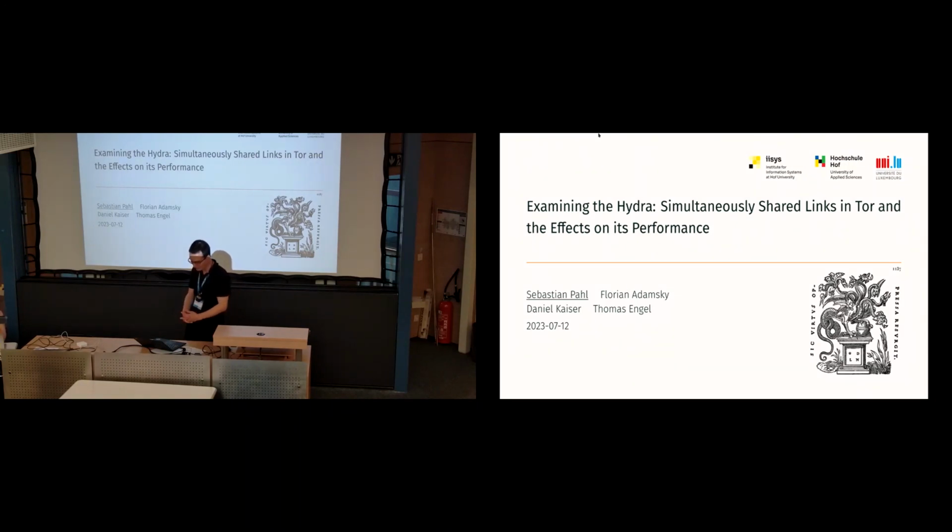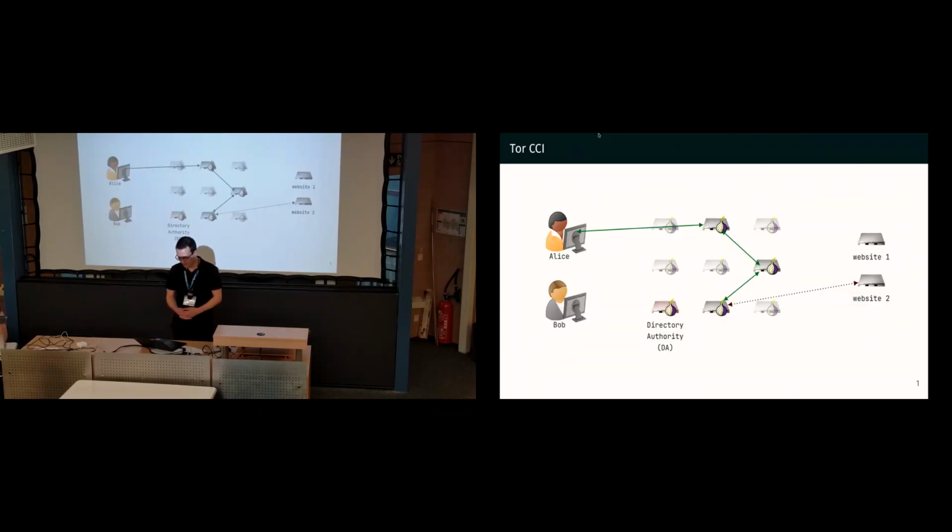I will present our work today examining the Hydra simultaneous shared links in Tor and the effect on its performance. First off, to the introduction. So Alice is connected to the Tor network over a circuit to a website, and Bob does the same thing, gets relays, builds a circuit also to a website, and if many users do that, circuits could overlap, so a shared link could occur.